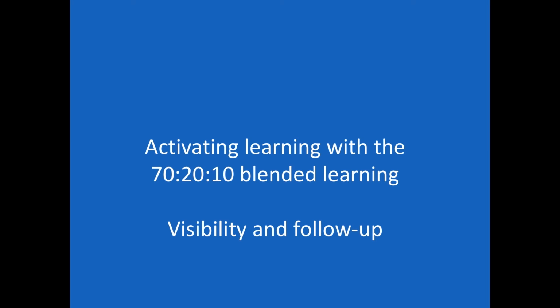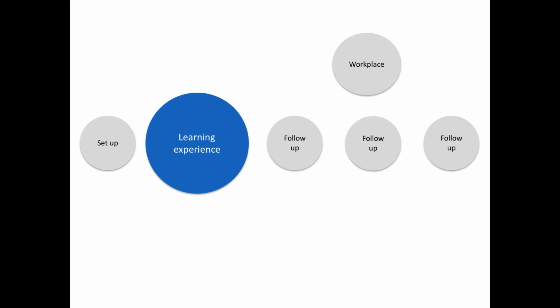Now, on to the last 2 things about visibility and follow-up, which is really about using the 70-20-10 in a blended learning situation to activate learning. At Sprout Labs, we've developed 2 different ways of doing these activation stages of the projects. One is what I call supporting the transfer of learning, and there's a couple of learning maps around this that I'll explain in a moment.